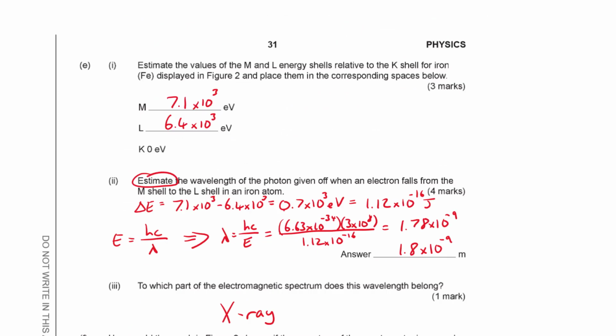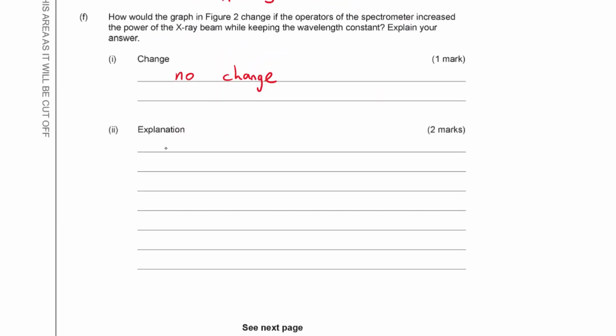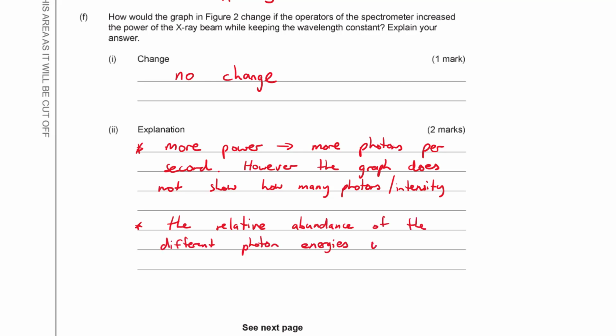So what I would say here is that there is no change. And when explaining that, I would illustrate my knowledge and say, well, look, more power means you're going to have more photons per second, so you can expect to have a higher abundance overall. However, the graph does not show how many photons or the intensity. It shows the relative number of photons or intensity. So I'll say the relative abundance, which is what it does show, of the photon energies, be specific, the different photon energies, will not change. Okay.